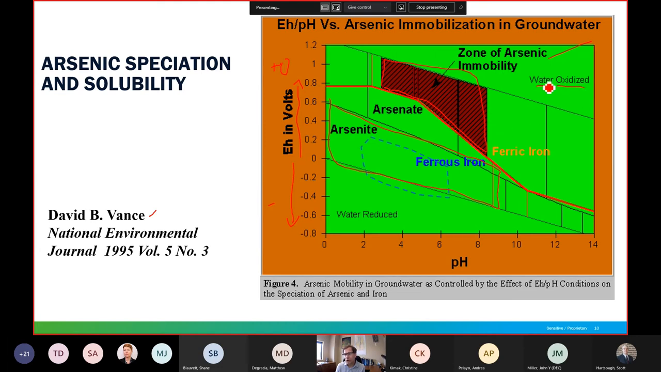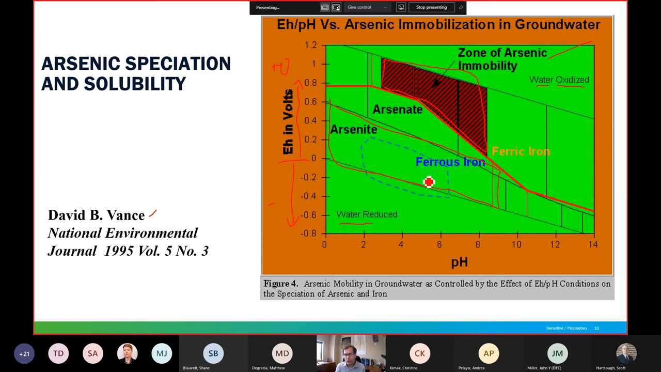You notice that here, oxidized water, water reduced. Again, EH, an increase in EH and a decrease in EH above and below zero. And then obviously pH. We probably all recognize that metals are very susceptible to solubility when you get at a certain low pH, and sometimes some metals are amphoteric and dissolve at a high pH as well.